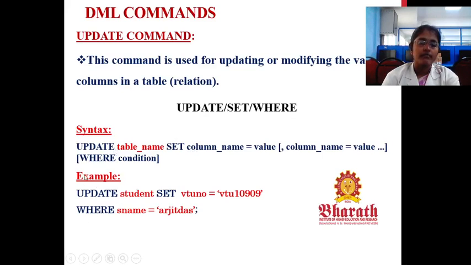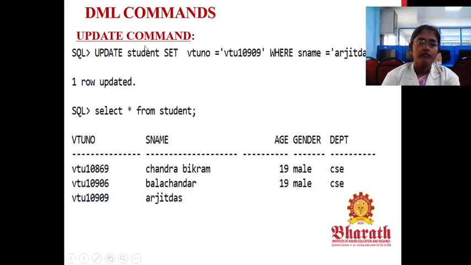Likewise, this is the description. Update student set register number is equal to this one, where if the name is Arjit Das, then we have to update it with this register number. So see here, this is the example. Update student set this one. At initial, this is the table. Okay, Arjit Das does not have anything. Okay, then see here. At initial, these two elements are present in the table. After executing this command, this new value will be added into the table. That is called updation.